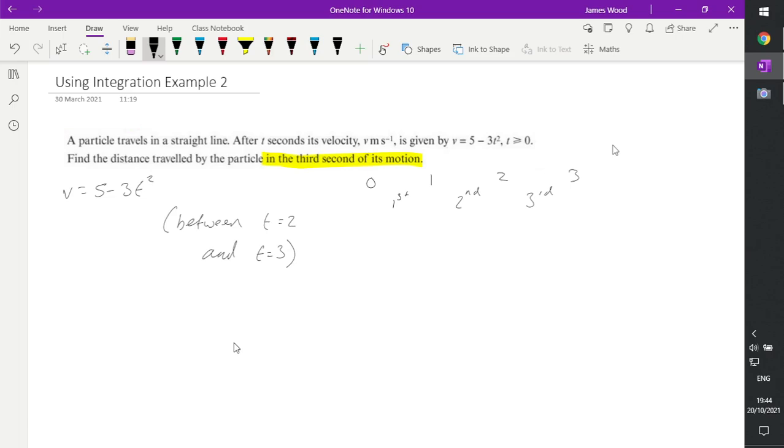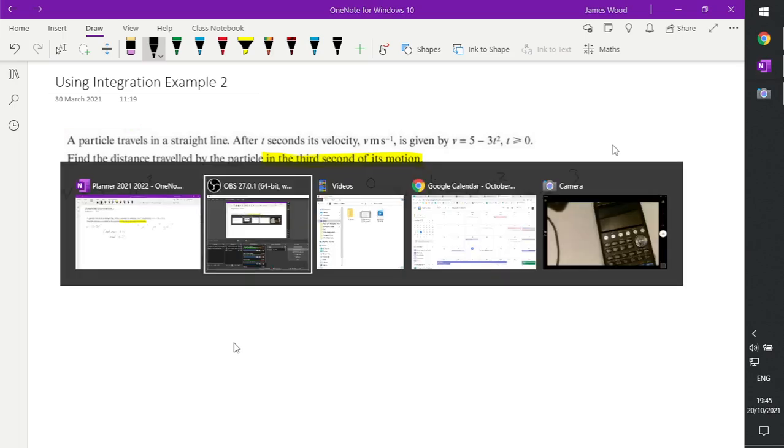So to go from velocity to distance, we need to integrate it. And we could actually do this as a definite integral. Maybe if we think about what this graph looks like.